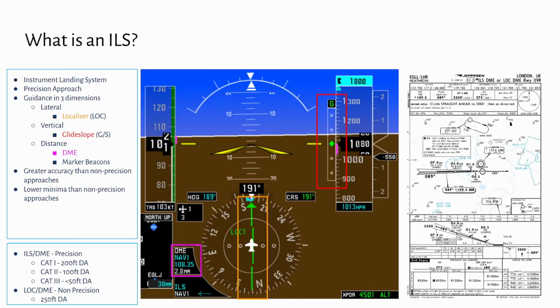In the orange box, we have the localiser. This appears the same as a VOR indication, it's just a lot more accurate than a VOR indication. The full scale deflection of a localiser is 2.5 degrees, so it's a lot more sensitive than a VOR. And then in the purple box we have our DME, distance measuring equipment, which remember is a slant range from the aircraft to the DME. So if we fly overhead a DME, it won't read 0.